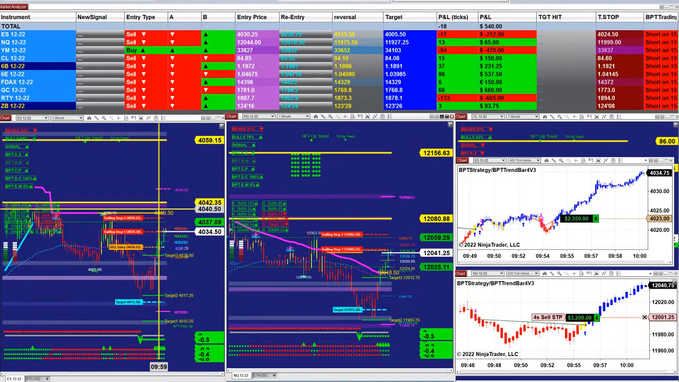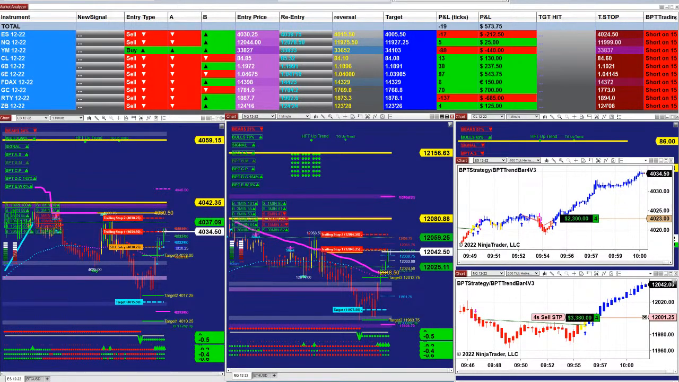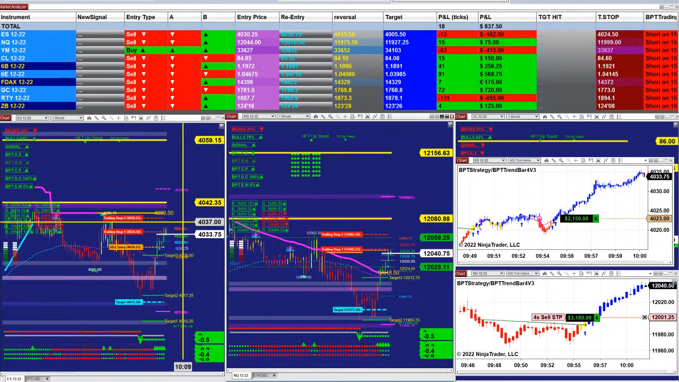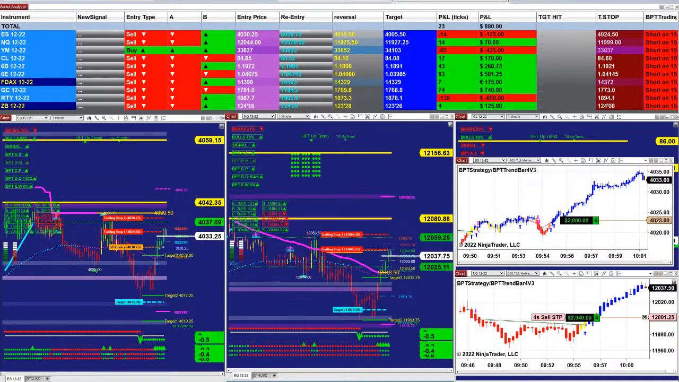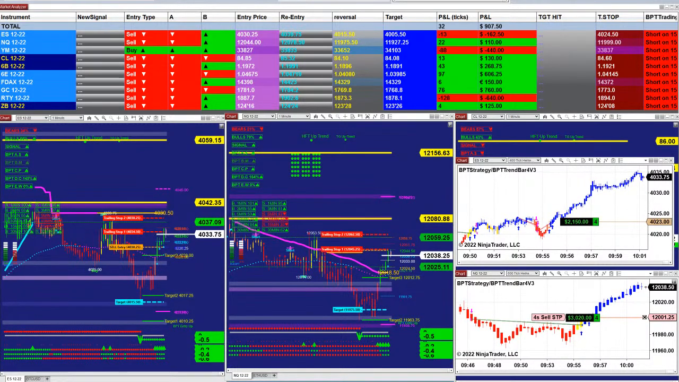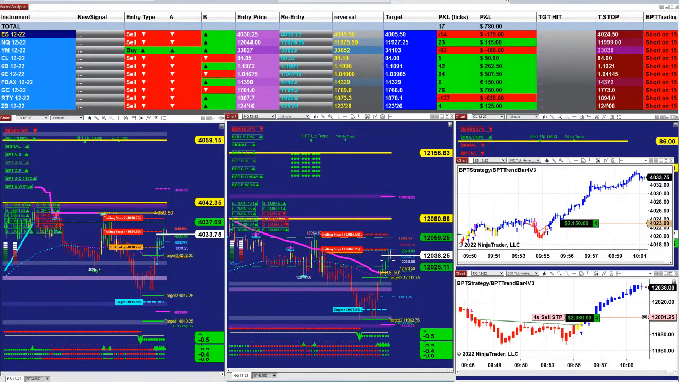So we have a resistance at 40.40. I don't know if this news coming at 10:15 is going to change the situation in the trades, but we will see. The results come at 10:15, so in 15 minutes we see the results.